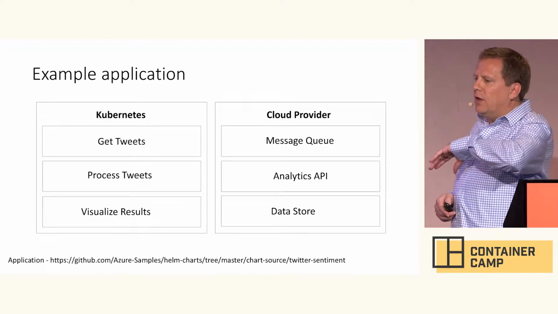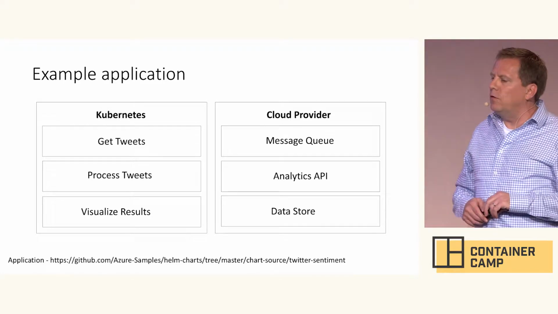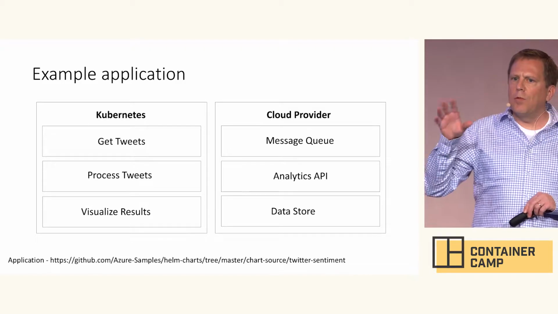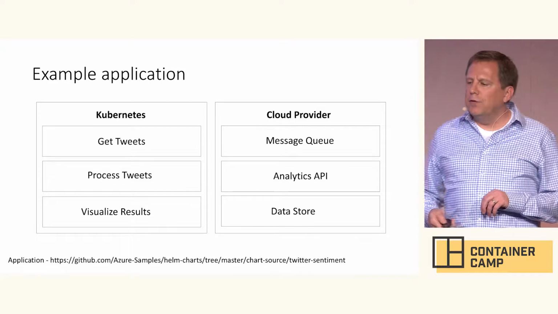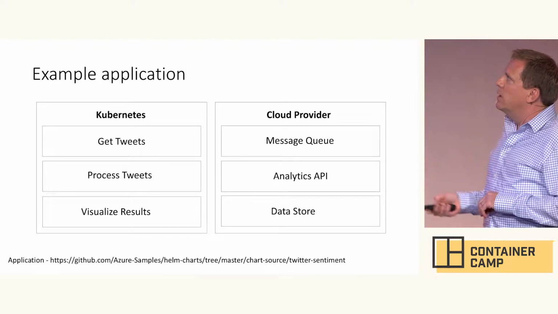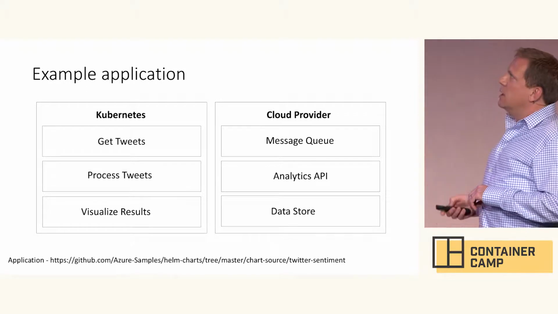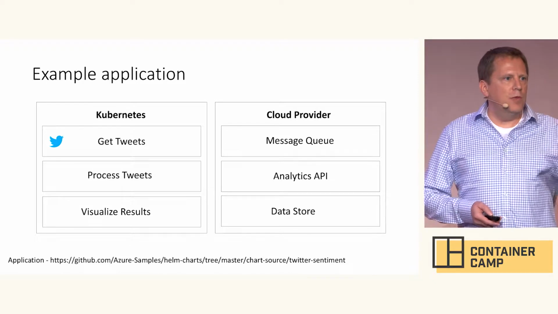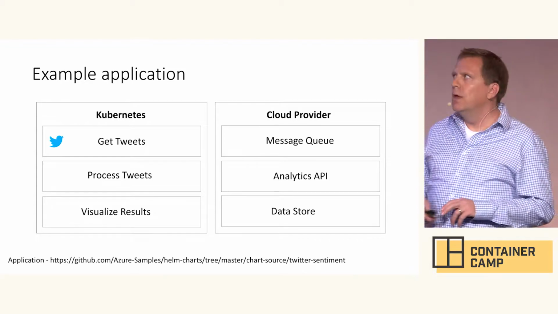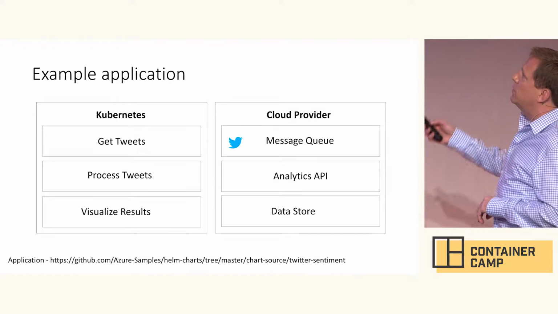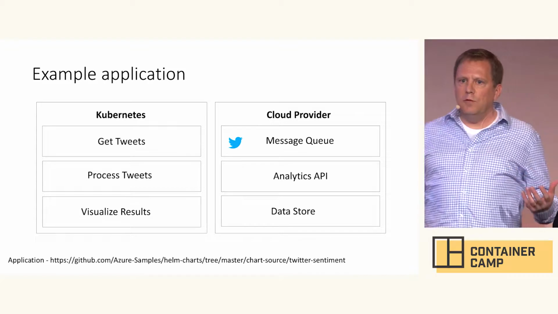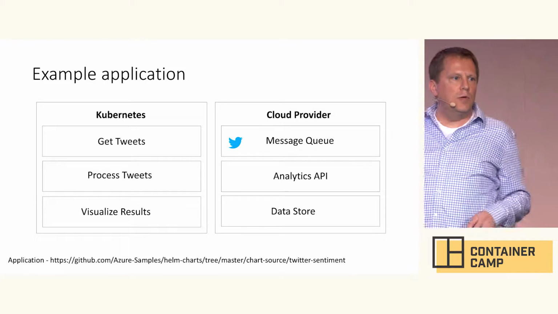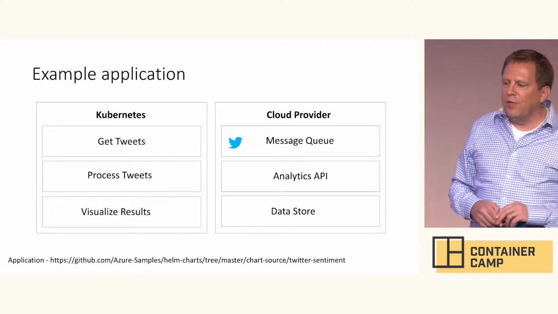Looking at this application, there are actually 6 components to it. 3 of these are running in containers. 3 of them are running in some sort of cloud service. And the way this application works is I've got a container that's pulling tweets from the Twitter streaming API. It's then storing these tweets in a message queue that's not hosted in Kubernetes. It's a message queue hosted somewhere in a cloud provider.